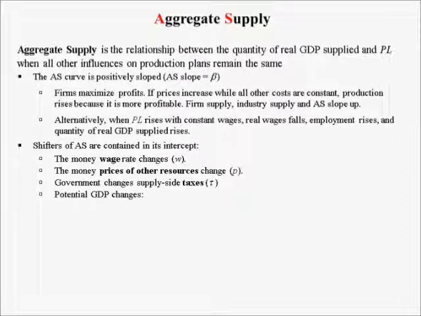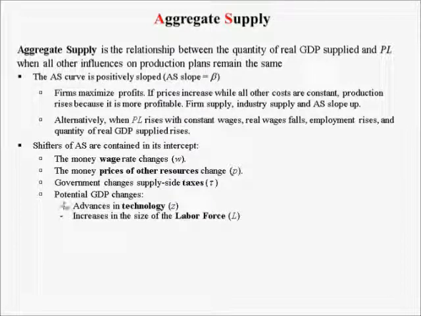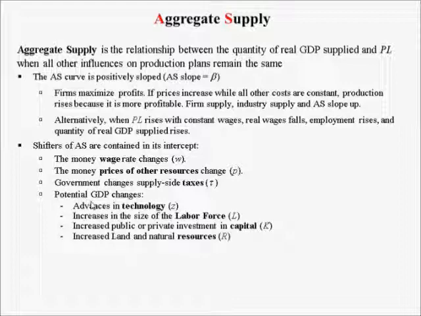Anything that changes potential GDP will change aggregate supply. And recall from the previous model, advances in technology, Z, increase in the size of the labor force, L, increase in public or private investment in capital, K, increase in land and natural resources, R, all shift aggregate supply. Now these are all long-run variables. Here the labor force, L, is not the number of laborers in an economy. In this context, L is the size of the labor force. And all of these are long-run factors.